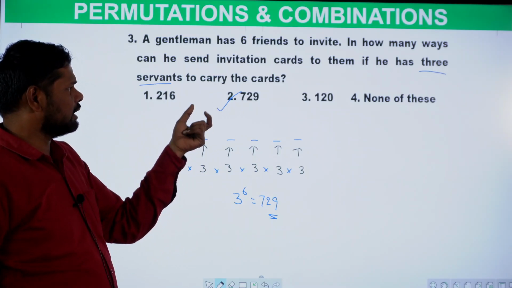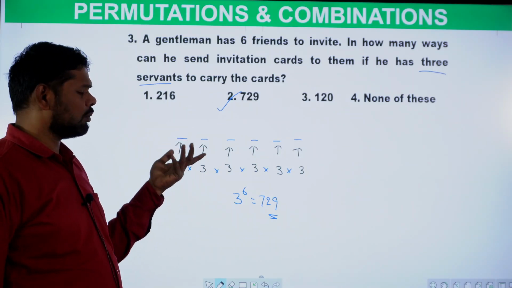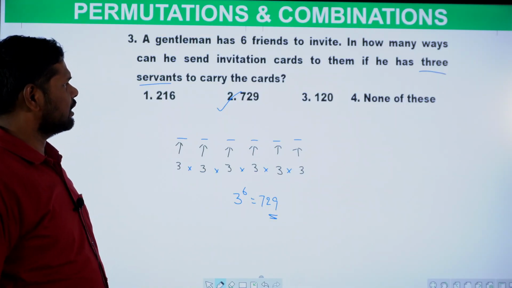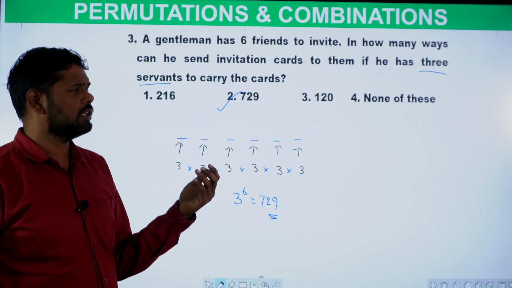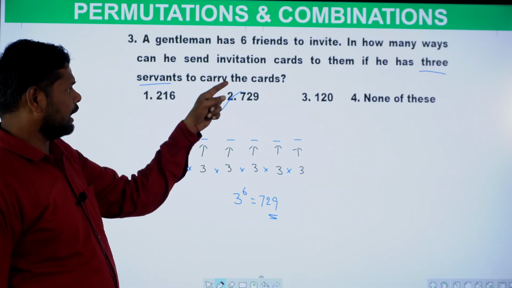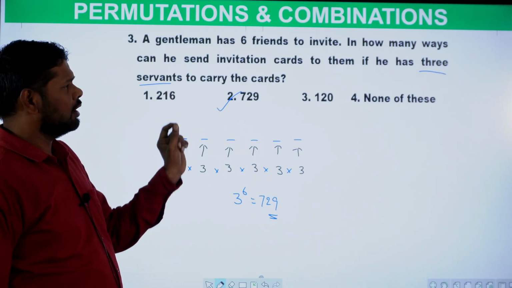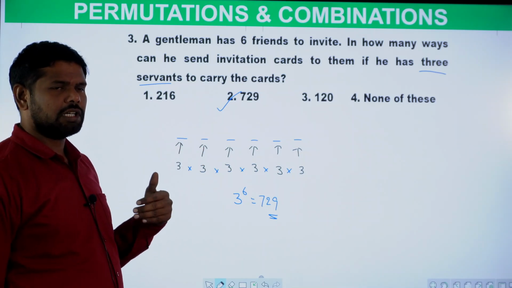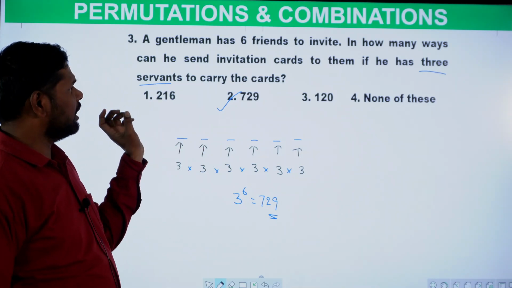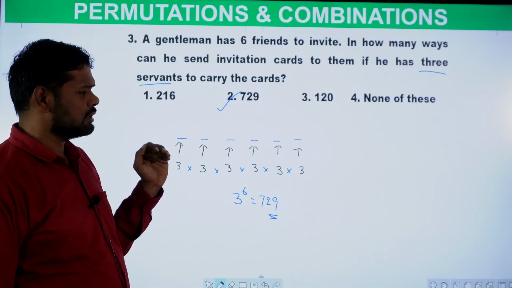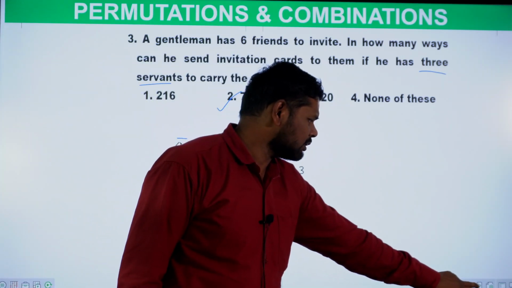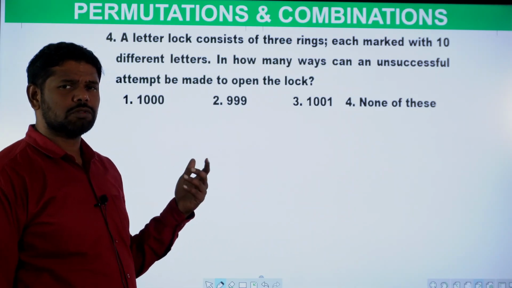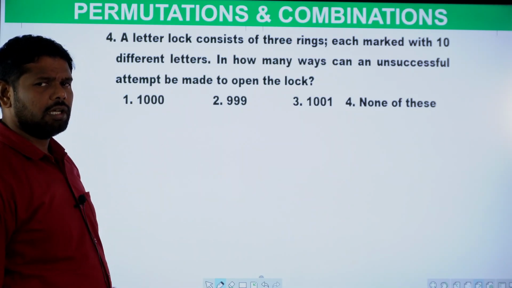So we have only three servants. If four servants, it means 4 power 6. Five servants means 5 power 6. Like that we will calculate. Here also repetition is allowed, they did not mention any condition, so it is clear that every person gets only one invitation. So how many ways can the invitation cards be sent? A total of 729 ways. In that 729, whichever way the person chooses is his choice.